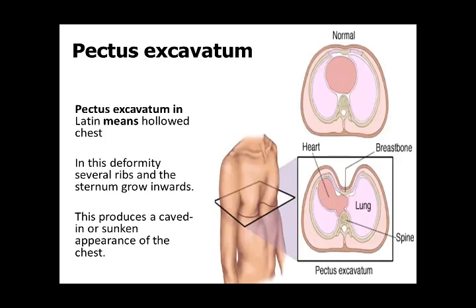Pectus excavatum. Look at the vacuum in the chest. Nothing has to be said. You just see there is an abnormality. The chest has gone inside. The sternum is going inside. Pectus excavatum in Latin means hollowed chest. In this deformity, several ribs and the sternum grow inwards. This produces a caved or sunken appearance of the chest.